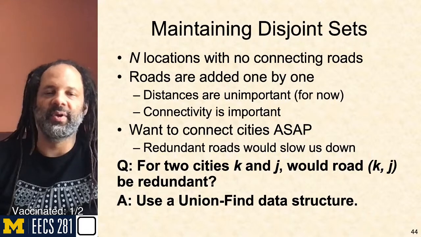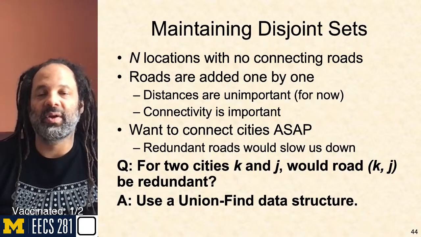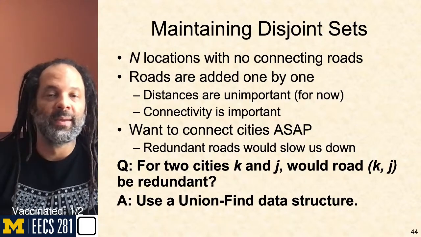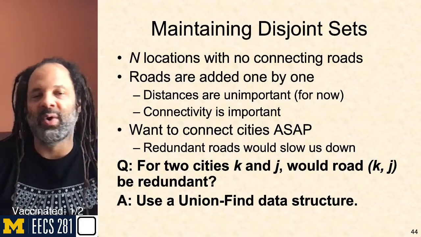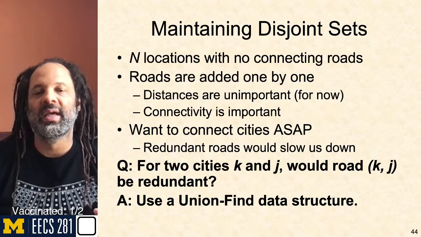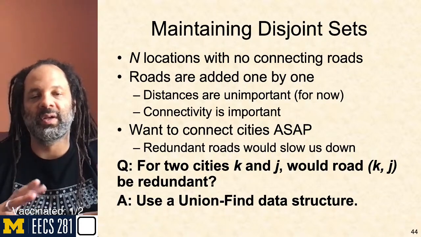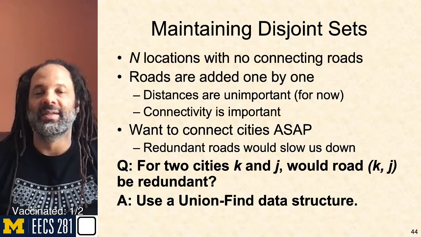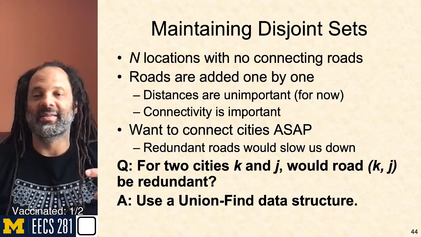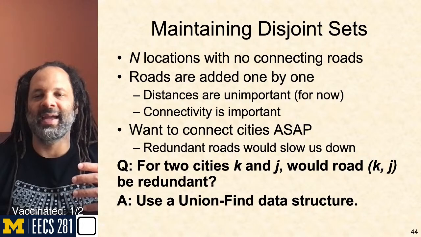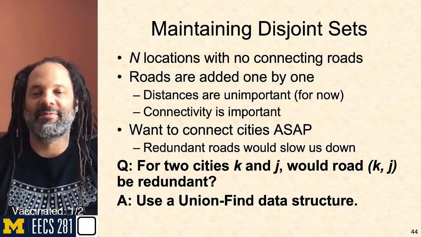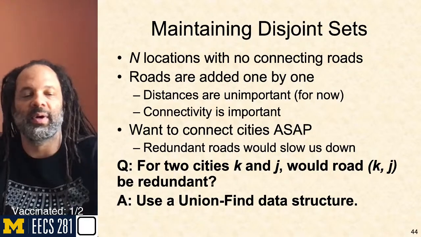This should be a familiar slide. We used this back in the early part of the semester. We talked about union find. We talked about these n locations with no connecting roads on Mars, perhaps. The roads get added one by one. For now, we don't worry about the distances. We're just trying to see if there's connectivity. We want to connect these cities as soon as possible. Redundant roads slow us down. So this was our disjoint sets problem. And just as we said then, this awkward union find kind of thing is going to be important for many things. This happens to be one of them. How do I find this minimum spanning tree? I need union find to do it.